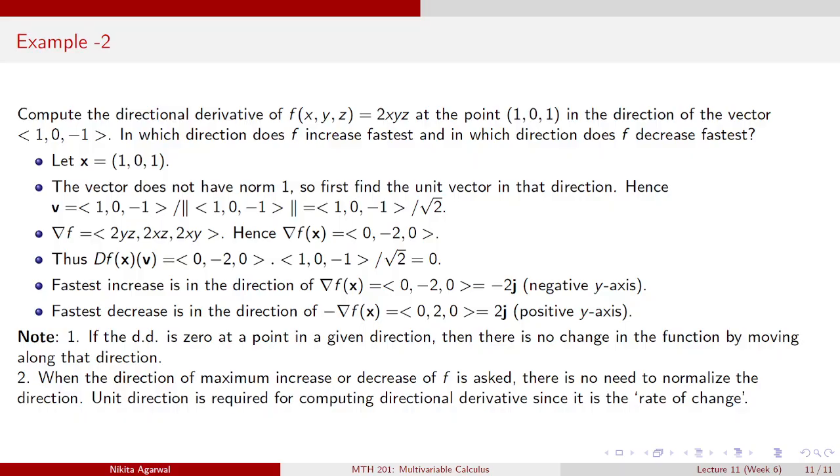And this is important, the second point. When the direction of maximum increase or decrease is asked, there is no need to normalize the direction. A unit direction is required for computing the directional derivative since it is the rate of change.